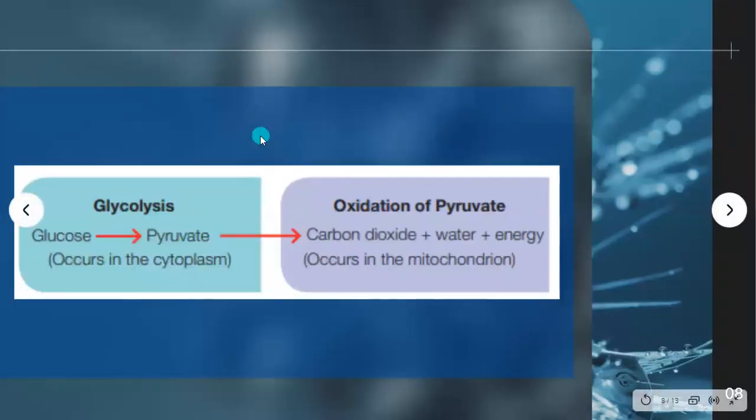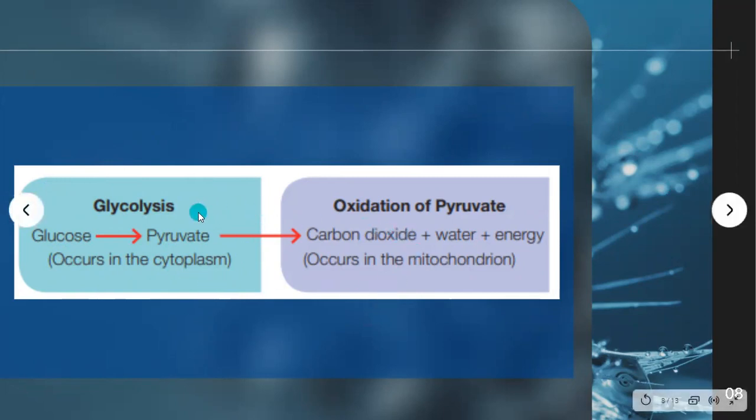Okay, so this is about glycolysis. This is the whole overview for aerobic respiration. It starts off with glycolysis, where glucose becomes pyruvate, and this glycolysis process occurs in the cytoplasm. Still remember your cell components. Cytoplasm is the medium of the cell.